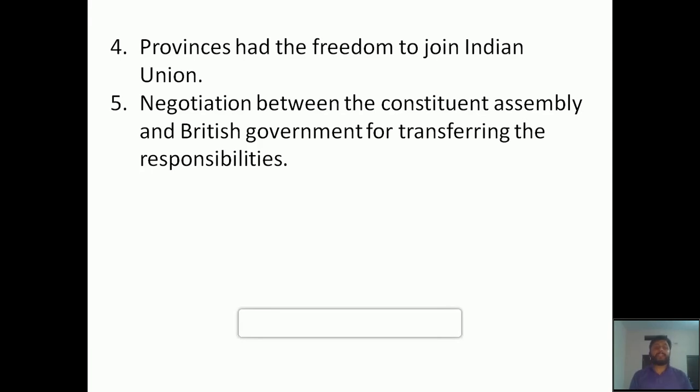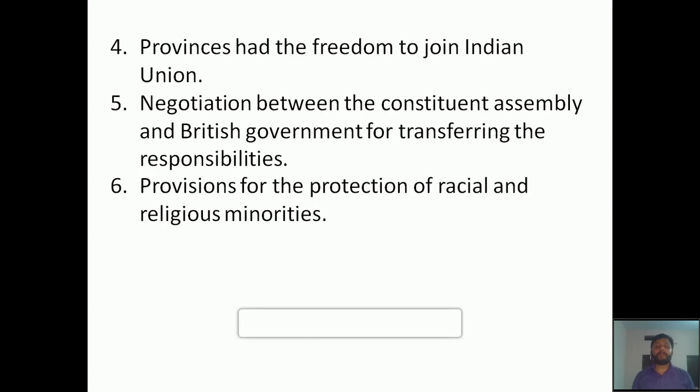The sixth recommendation says that there will be provisions for the protection of racial as well as religious minorities. So these groups of people, especially racial and religious minorities, will be having certain safeguards and protections in different sectors or activities of the nation. So it was the sixth recommendation made by the Cripps Mission.